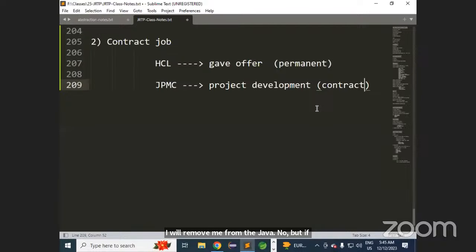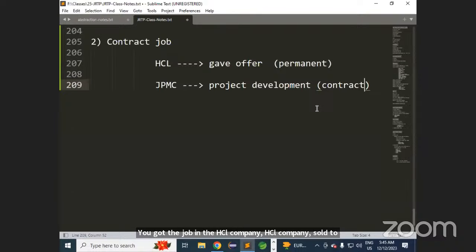So that is the reason initially when you are going with the fake experience, contract jobs are the best option for us because we can easily survive. And this happened with my friend. He got the job in the HCL company. HCL company sold that person to JP Morgan.